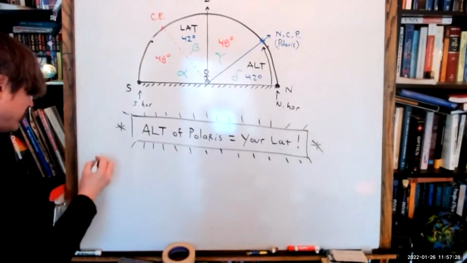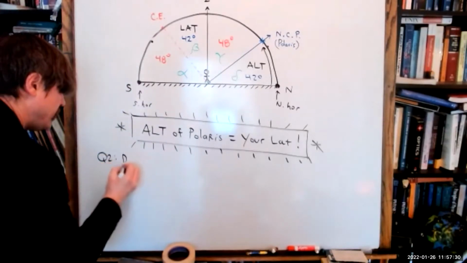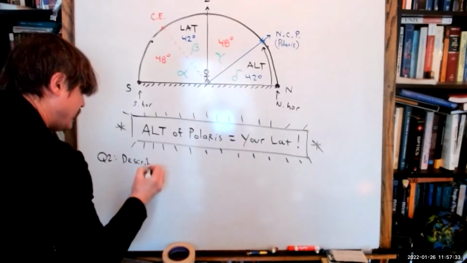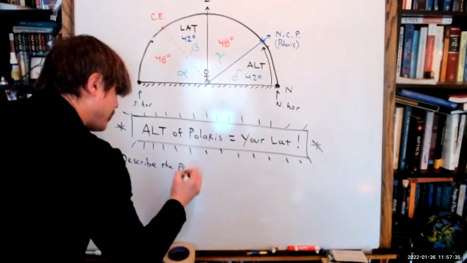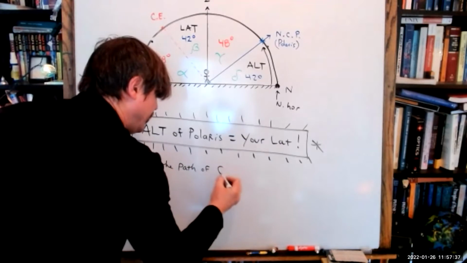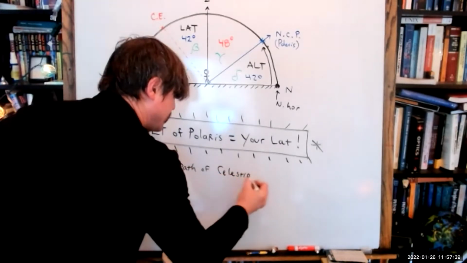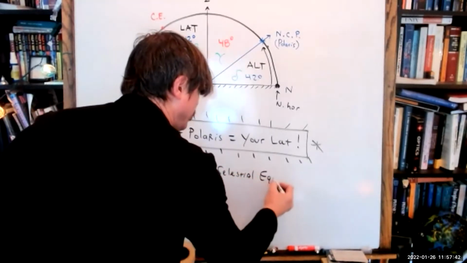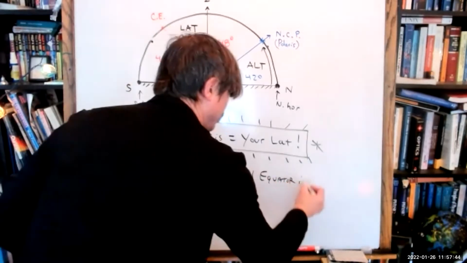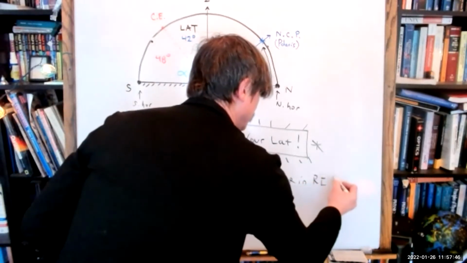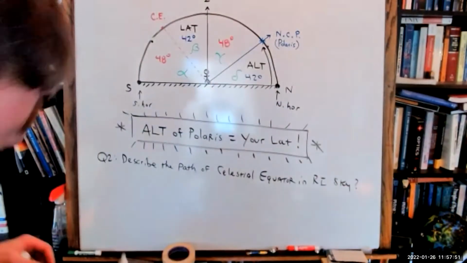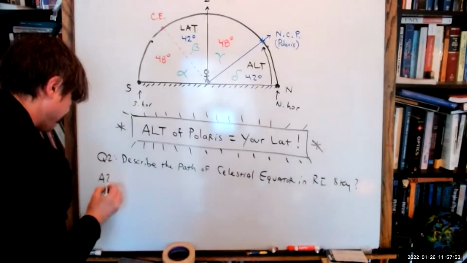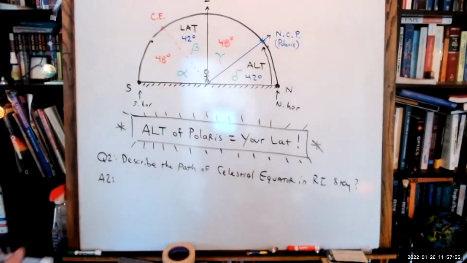Question number 2. Describe the path of the celestial equator in the Rhode Island local sky. I'm just going to write sky because I ran out of blackboard space here. Describe the path of the celestial equator in the Rhode Island local sky.